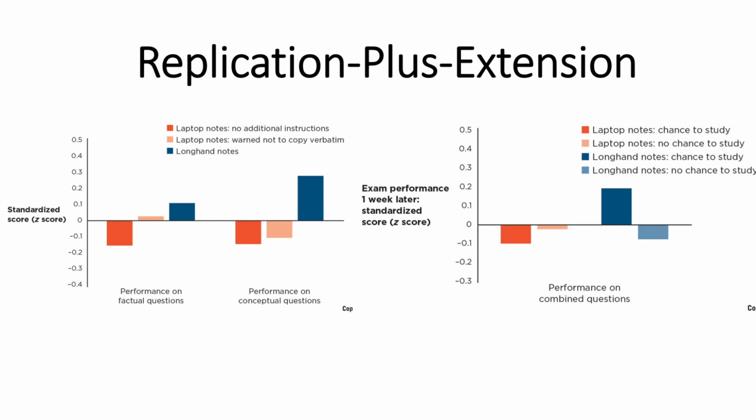So this kind of sounds like a 2x2 factorial design, if we're still thinking about those. But here they found that people who took longhand notes and had a chance to study did much better on that test 1 week later, whereas everybody else tended to do less good. So these longhand notes are better in this situation that kind of matches real life a little bit better.